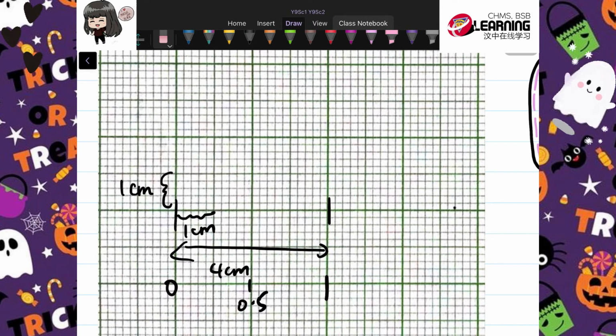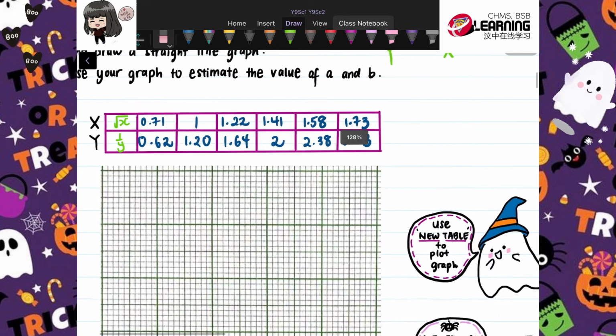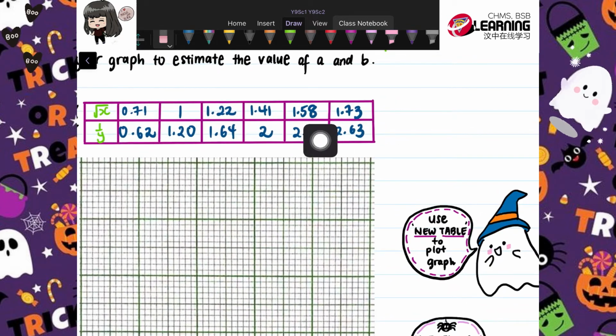Okay? 4 cm is 1 unit. So we start drawing the graph now. Let's look at the highest values. The highest values here are 2.63 and 1.73. We take the highest one, 2.63, and round it off to about 3, and here to about 2.